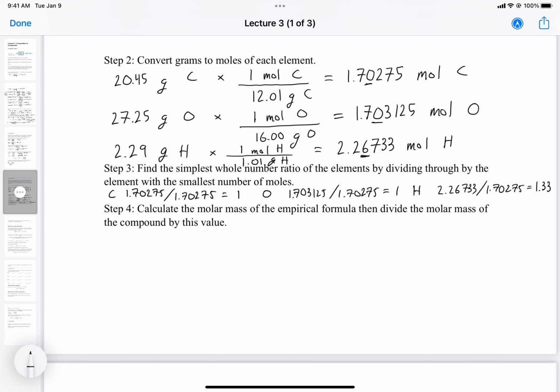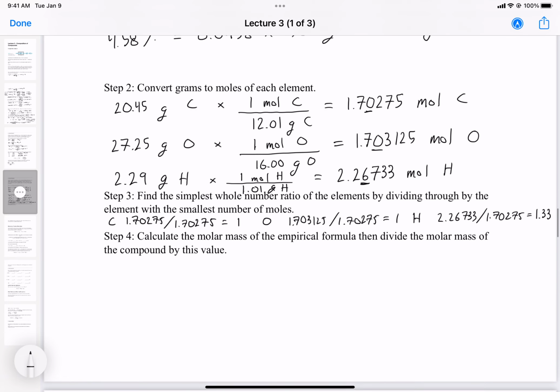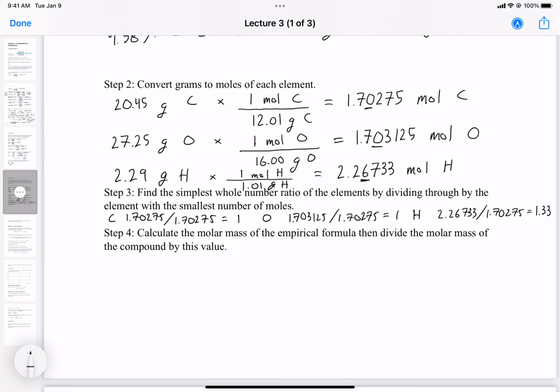So now let's find the empirical formula. I should have given myself some more space, but let's just write the empirical formula first. Right now our empirical formula should be C1H1.33 and then oxygen 1. So this formula is not very helpful because we have a decimal point there. So we want to find a way to get rid of that 1.33.